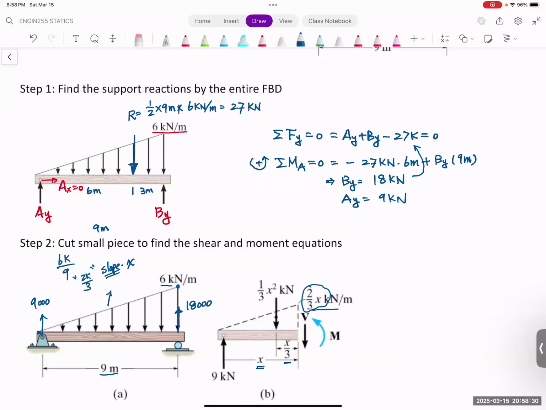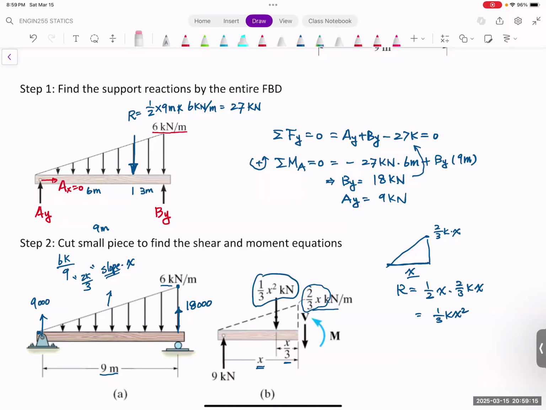Okay, so if you have a triangle and this height is 2 over 3 k times x, and this part here is going to be x, because we don't know how far away from A we will go, just make it x. Then the total amount of the load is going to be 1/2 the base times the height, and that is equal to 1 over 3 kx squared, and that's how this one comes out.